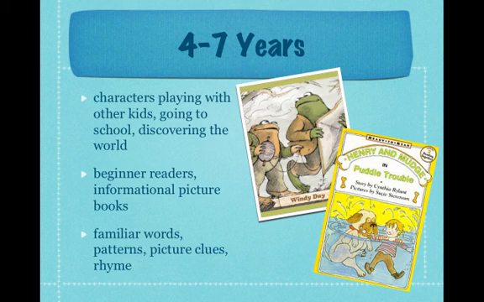Early elementary age children, 4 to 7 years old, appreciate books with characters that display friendship, or characters that are going to school or discovering the world. The use of informational text in addition to narrative text is important at this age group, because they begin reading independently and they're able to select books that are not only entertaining, but inform and expand their interest in the world around them. Beginner readers often include familiar words, pictures, and patterns that provide clues for reading comprehension.